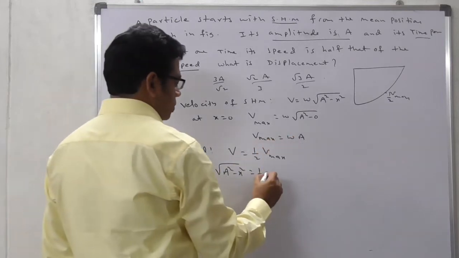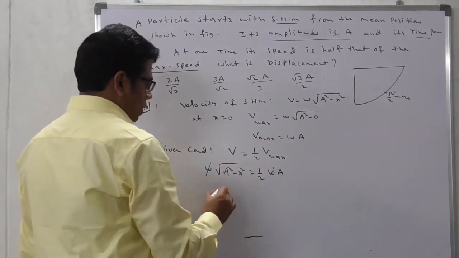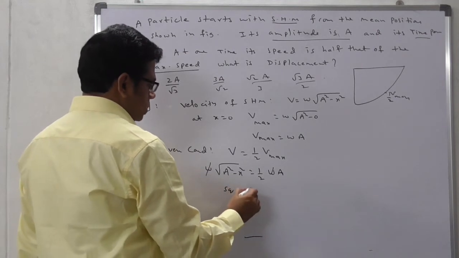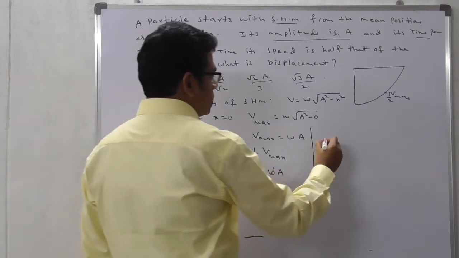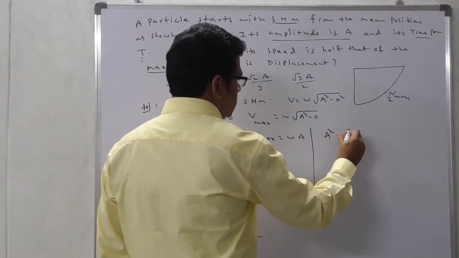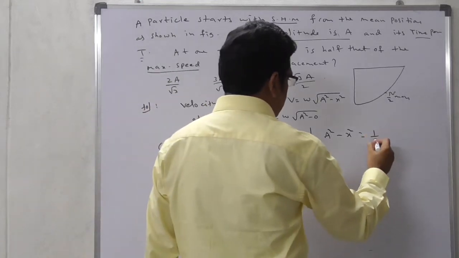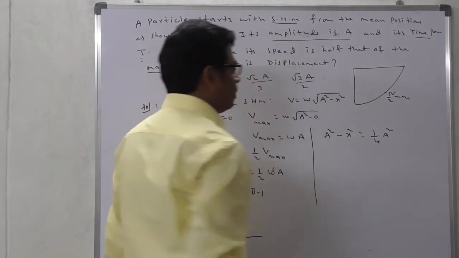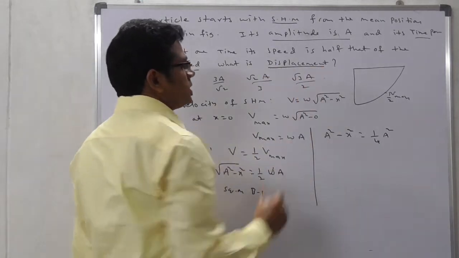Yes, velocity maximum is omega A. So omega and omega get cancelled. Now squaring on both sides, what do we get? A square minus X square is equal to, so square of this is what? 1 by 4 A square. Clear? So we have to get displacement, that is X.